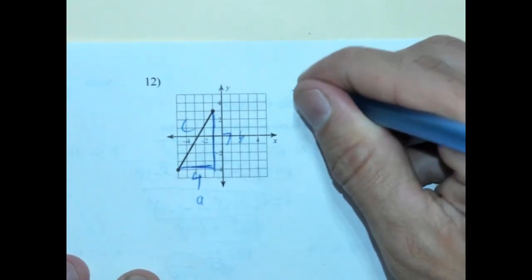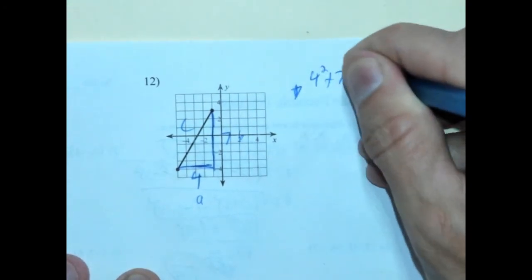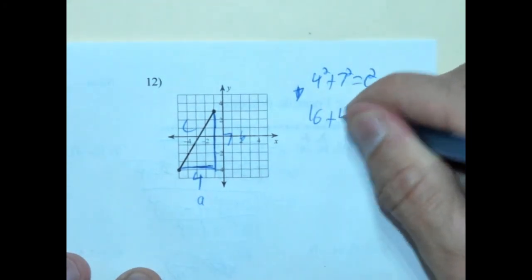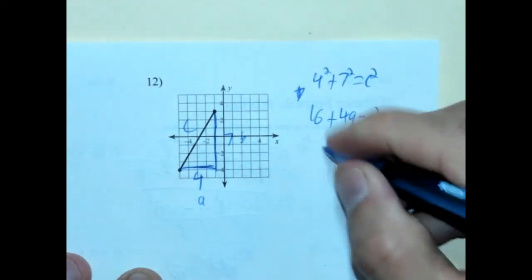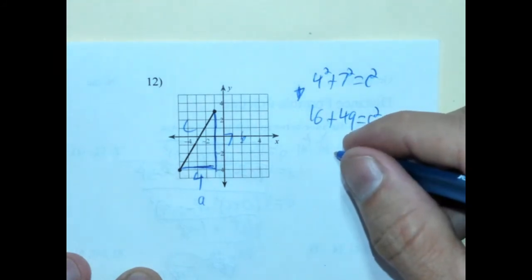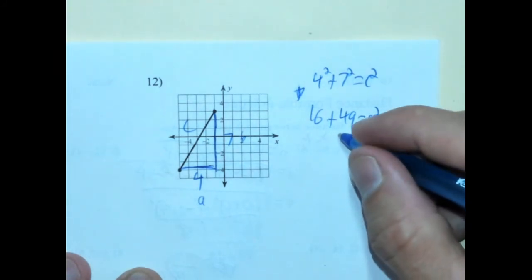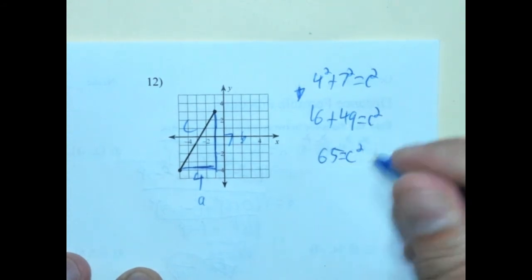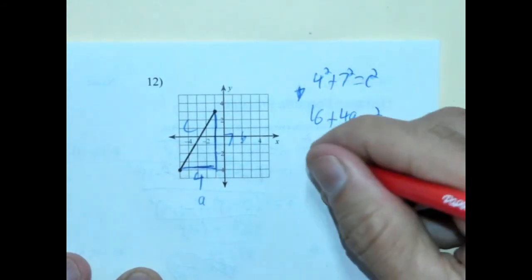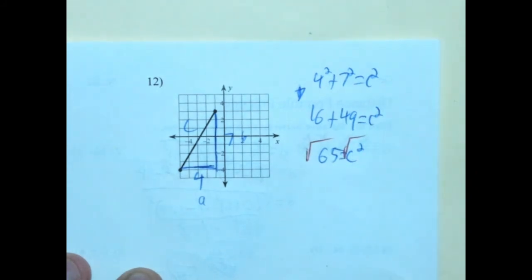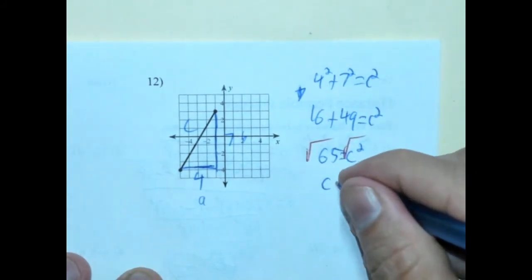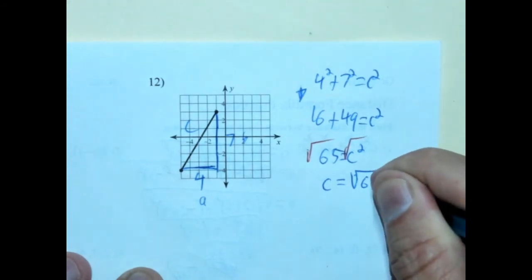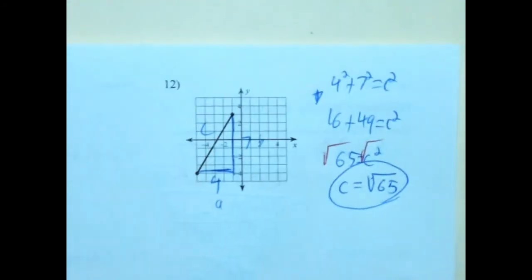So 4 squared plus 7 squared equals C squared. 16 plus 49 equals C squared. And that's going to be 65, I think. Yeah, 65. And then square root both sides. So this is just over the value of 8, right? Because we know radical 64 is 8, so this is just over it.